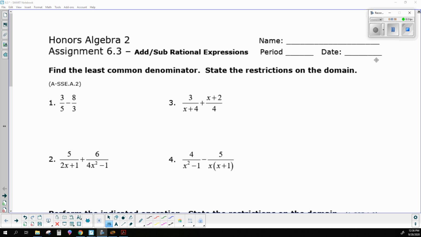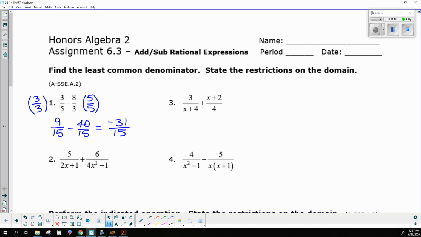So that means that the 3 over 5 would need to be multiplied by an equivalent value of 1, where 3 times 5 becomes 15. And this one would need an equivalent value of 1 to get the denominator to 15. So that when we combine these, we end up having 9 over 15 minus 40 over 15. We can then do our subtraction from here, negative 31 over 15.